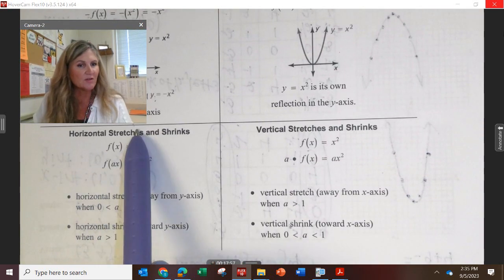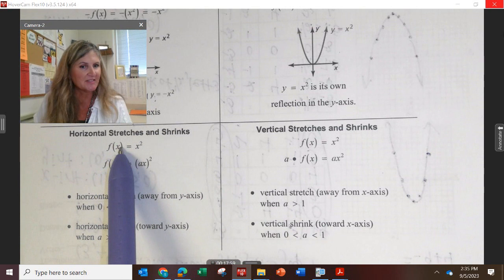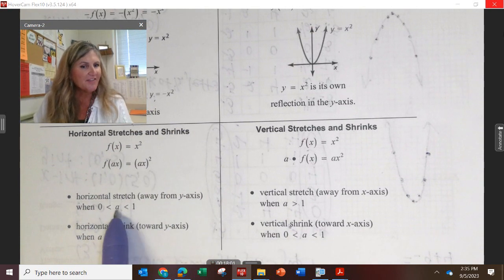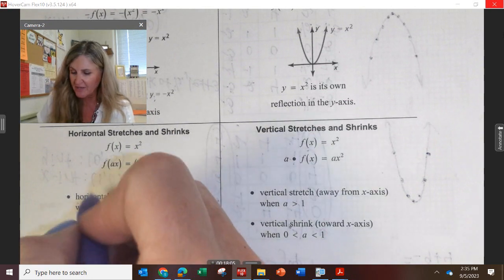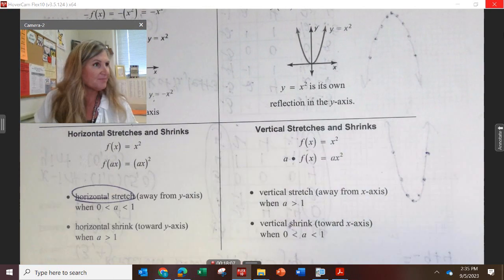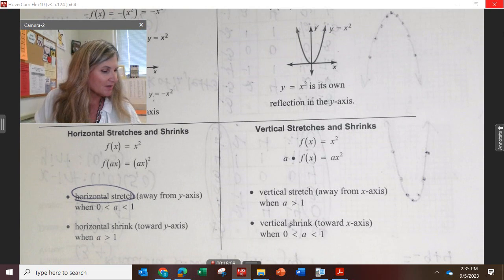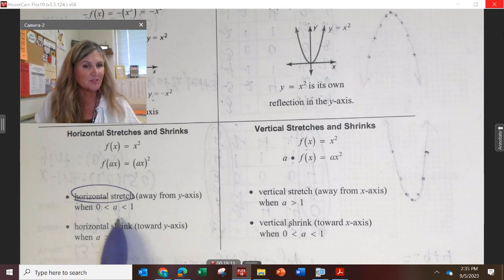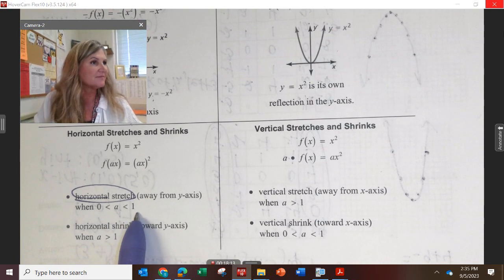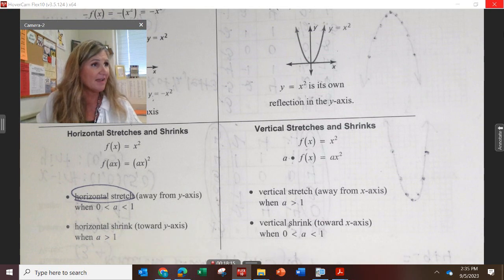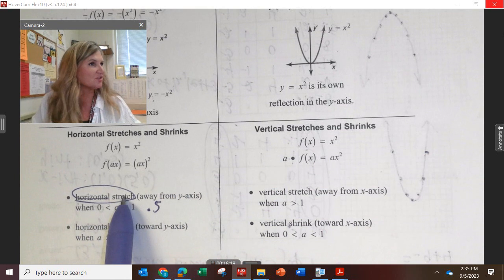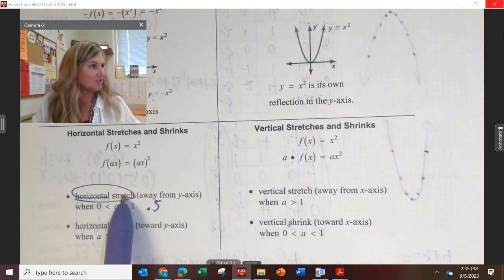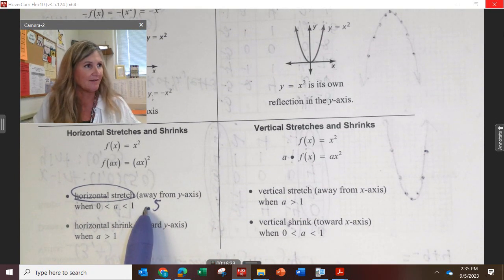Okay, remember the horizontal stretches and shrinks. We replace x with ax. If the a is between 0 and 1, that's going to be a horizontal stretch. Tell me a number, Elise. Tell me a number between 0 and 1. Anything? 0.5? Okay, so what would 0.5 result in, guys? A horizontal stretch of what? 2, because 0.5 is 1/2.